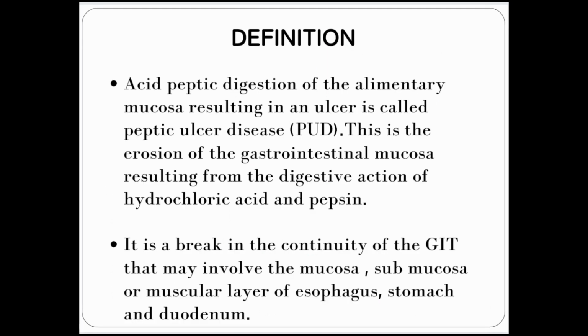So now we will come to the definition. Acid peptic digestion of the alimentary mucosa resulting in an ulcer is called peptic ulcer disease. This is the erosion of the gastrointestinal mucosa resulting from the digestive action of hydrochloric acid and pepsin. So hydrochloric acid and pepsin are responsible for erosion of the protective layer, the alimentary mucosa, and hence an ulcer is formed. It is a break in the continuity of the GIT that may involve the mucosa, submucosa or muscular layer of the esophagus, stomach and duodenum. So there is a discontinuity. That is known as peptic ulcer disease.